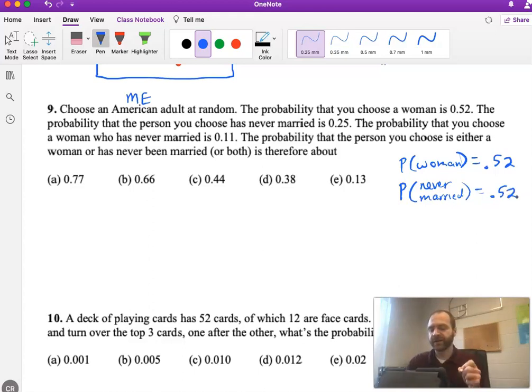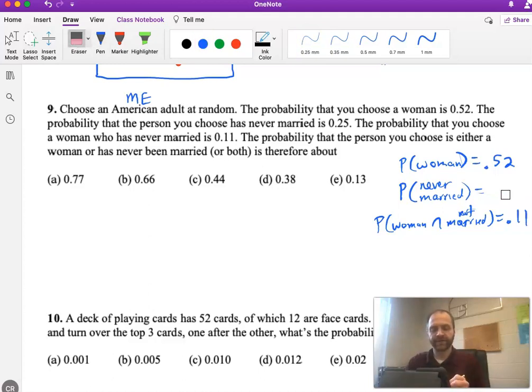The probability that you choose a woman who has never married, so that is a woman, and so I'm going to do intersection, not married, sorry, is going to be 0.11. And I wrote down 0.52, looking at it, instead of 0.25.